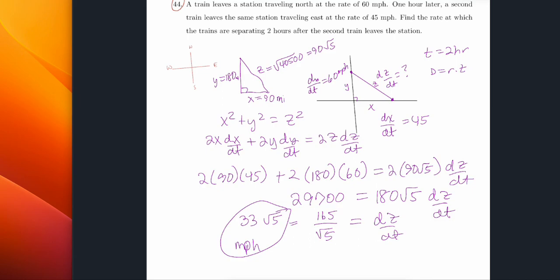So that's a related rates problem. So we are going to stop here. Please return this in immediately.